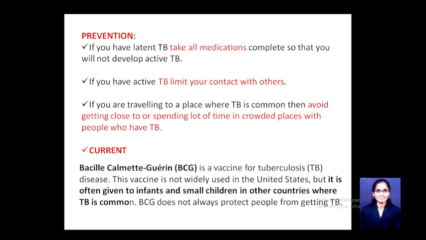Now, how can we prevent it? If you have active TB, then take the medications under the guidance of the doctor. And obviously, if you are suffering from TB, then limit your contact with others. Also avoid close contact or spending a lot of time with loved ones. The Bacillus Calmette-Guerin vaccine is currently available for small children, but it does not mean that if you take this vaccine, you will not get TB in future.